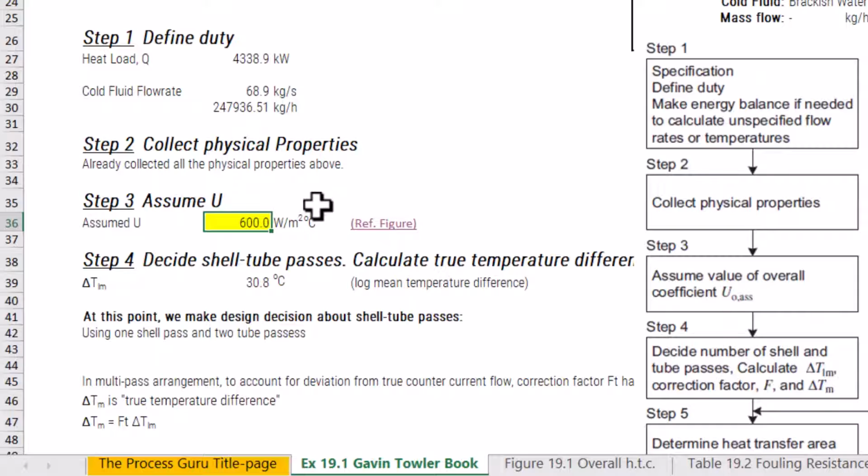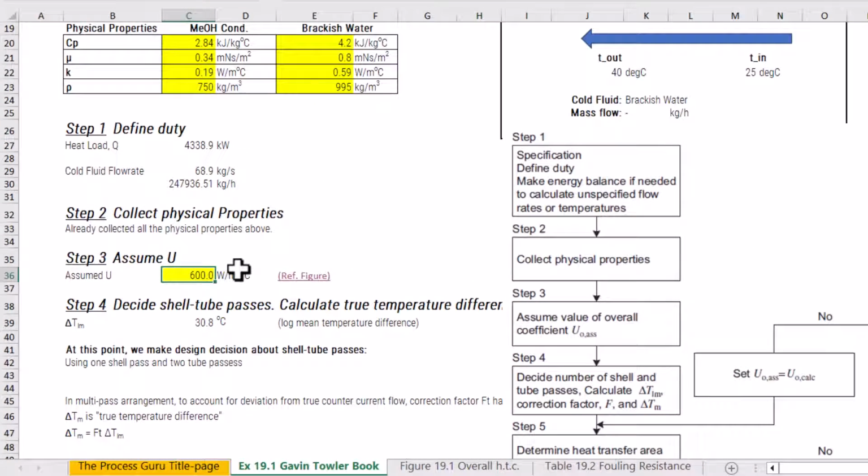But how do we know what is a reasonable value of the overall heat transfer coefficient? This value typically depends upon the system. For example, in our case it is a methanol condensate and brackish water system. So what would be the reasonable value? For that we have a dedicated nomograph.